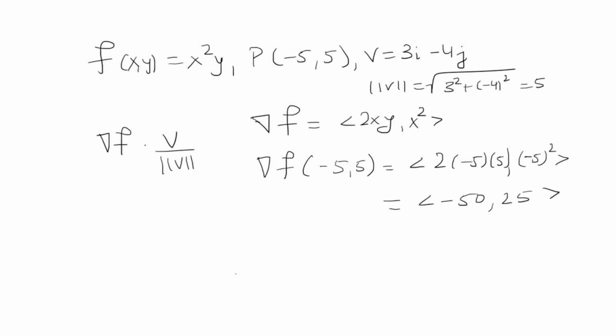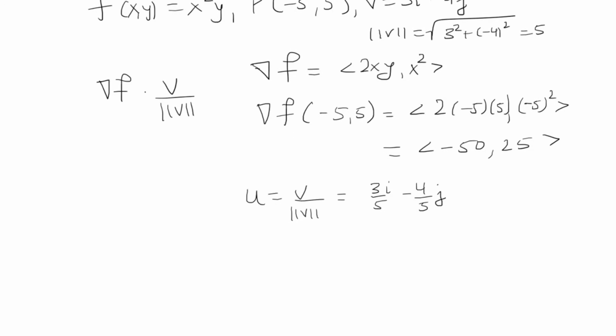Okay. So u will be the unit vector. You take vector v divided by its own length. So take vector v divided by 5. So instead of 3, it's 3 over 5. Instead of negative 4, it's negative 4 over 5.